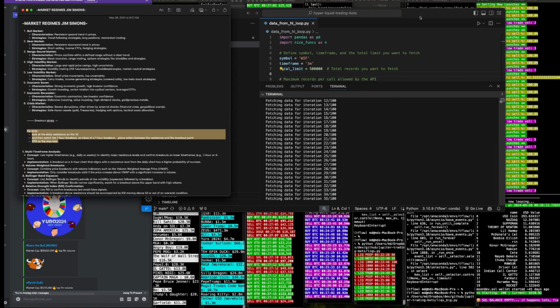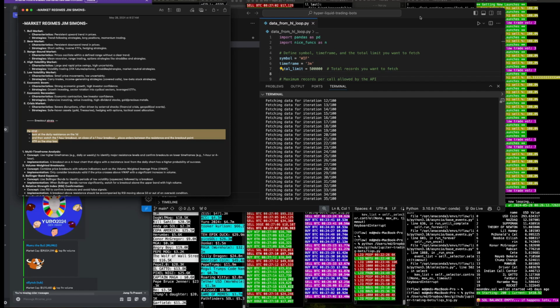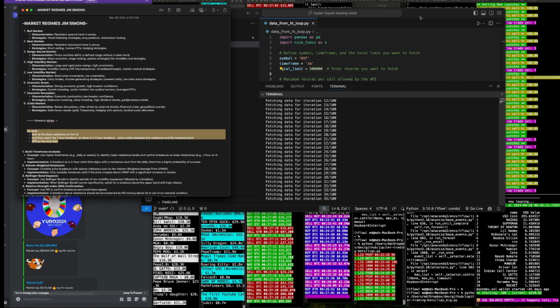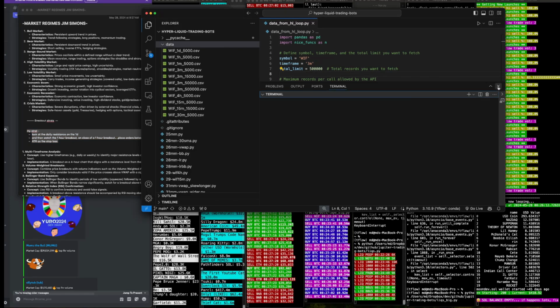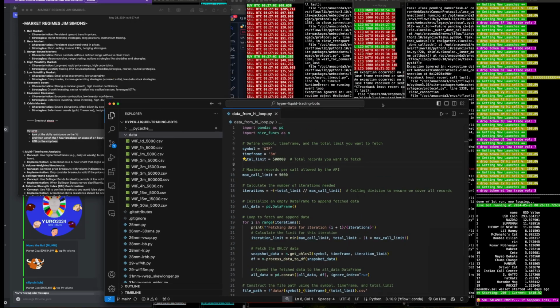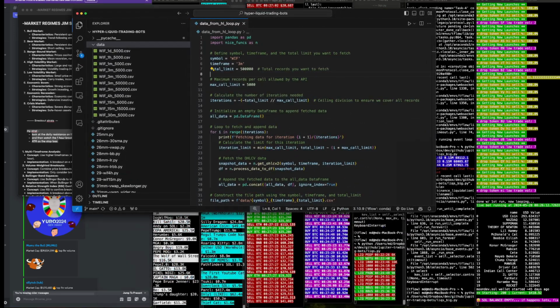But that's not going to be good, actually. It's not what we want. We want the 1 hour. We want 1 hour data. So I'm going to pull this, and I don't want WIF. WIF is an outlier, so I don't want WIF. I want to get something more regular.